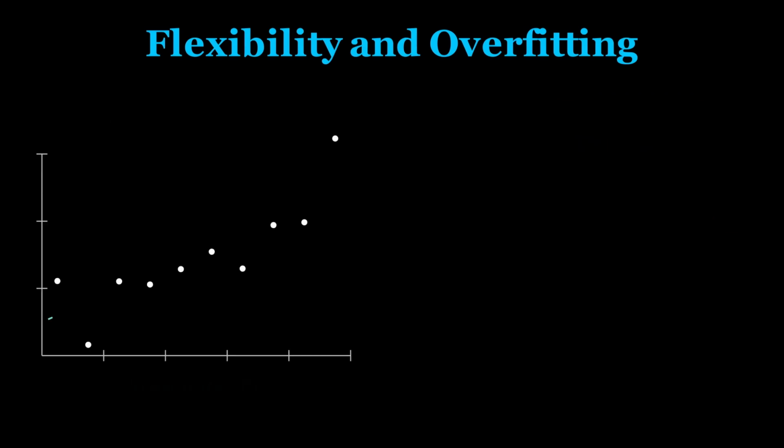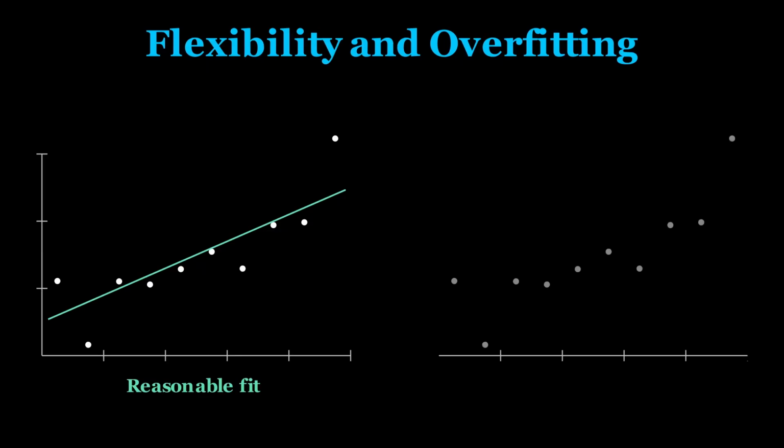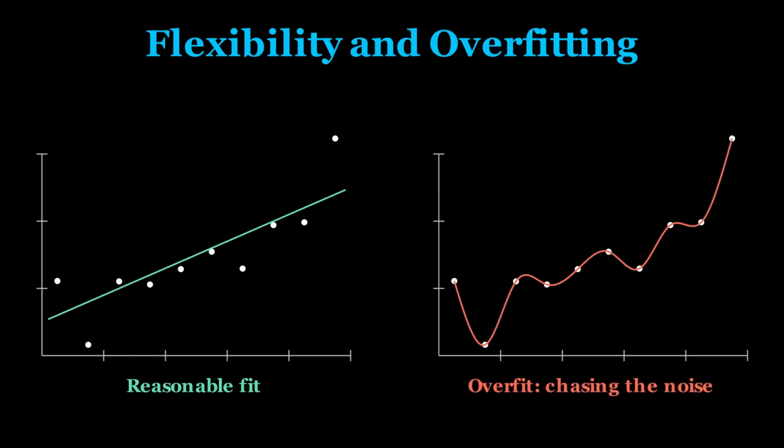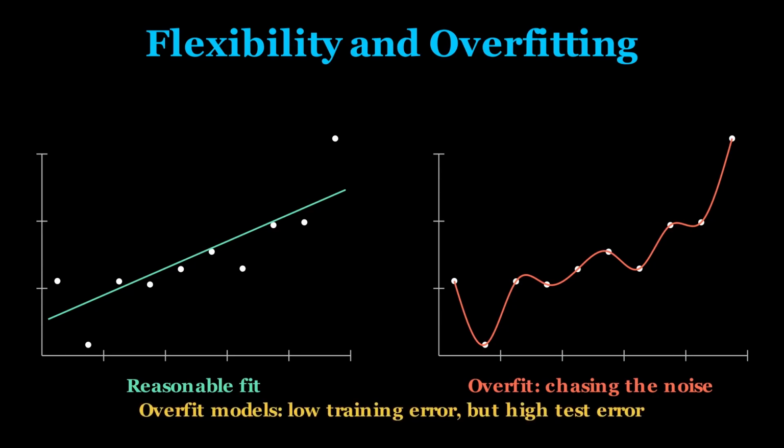On the left, a simple model captures the underlying trend in the training data without following every fluctuation. On the right, a highly flexible model passes through every training point. Overfitting occurs when a model is too closely fit to the specific features of the training data, including the noise, which leads to poor generalization to new, unseen data. An overfit model has low training error but high test error.